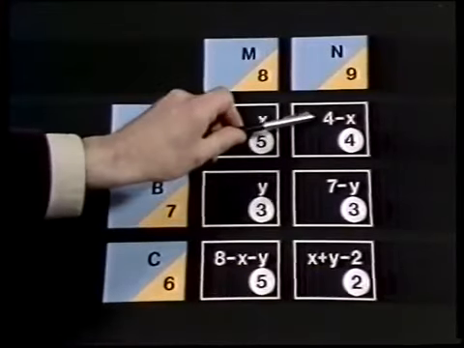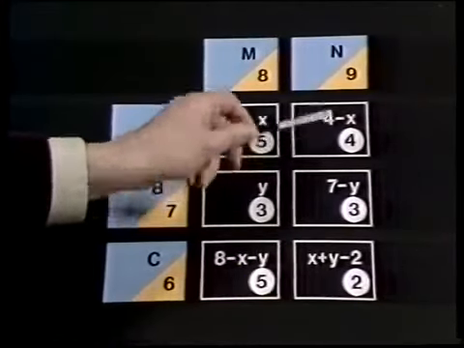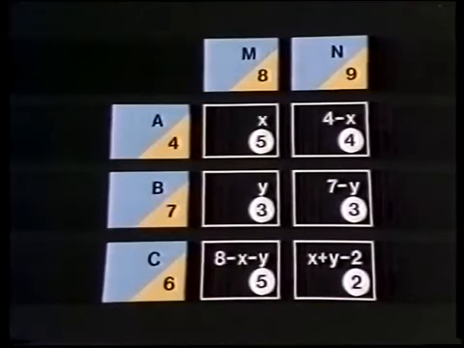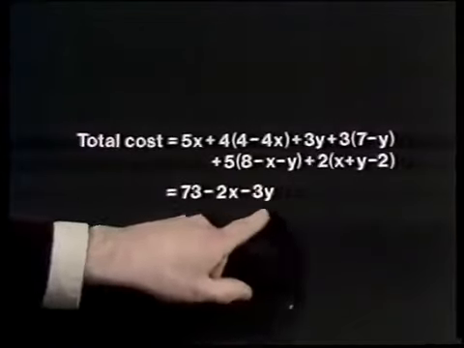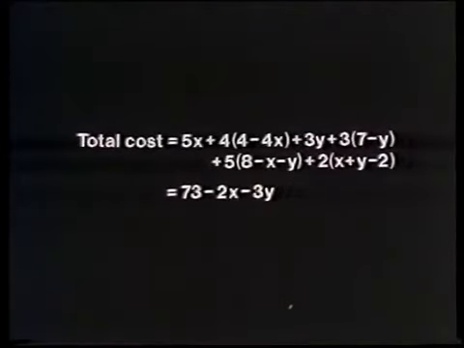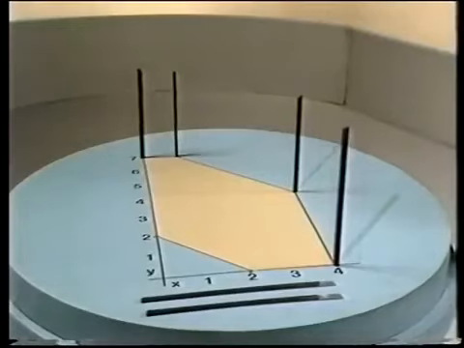If we send 4 minus X units here at a cost of 4, the cost is 4 times 4 minus X, and so on. So the total cost is the sum of all these terms, and that works out at 73 minus 2X minus 3Y, so I'm told. So now we have our problem expressed in just the two variables X and Y. What we have to do is minimize this total cost, 73 minus 2X minus 3Y, under certain conditions. And we can make a simple model of the problem like this.